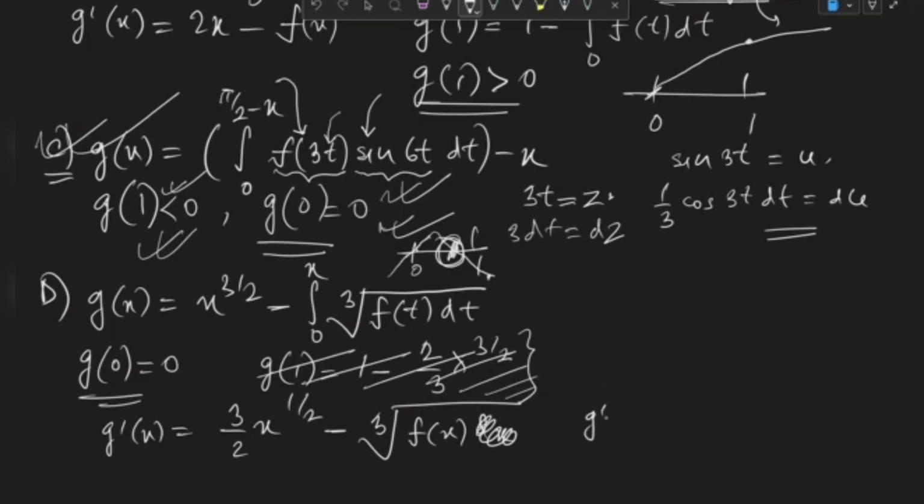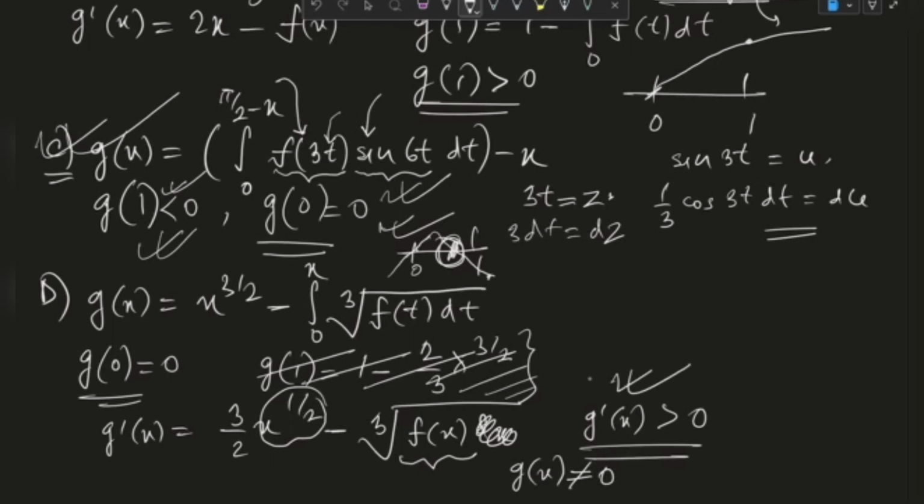So basically g dash x is always greater than 0, because this is x power half and this is cube root of f of x, so their difference will be positive. I guess you can understand why. So if we observe g of x, it is never 0. Just a minute. As g dash x is always greater than 0, g of x will never be 0 in 0 to 1, right?